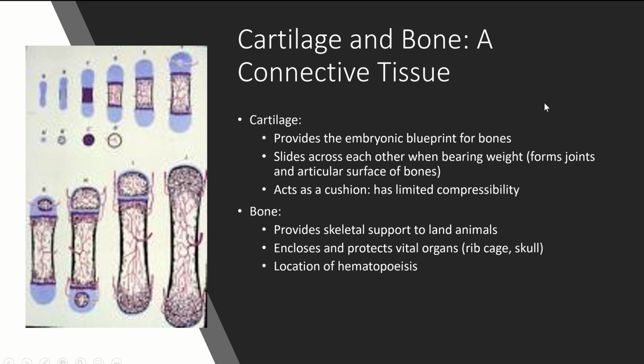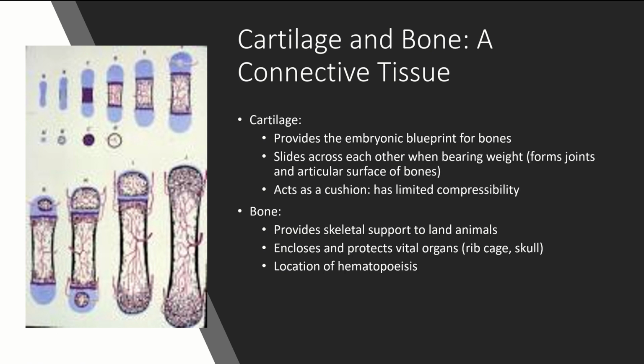Okay, so we're going to start with cartilage and bone. And again, this is a subtype of connective tissue, one of our big four tissue types. Okay, so cartilage has a lot of functions, but one of the things that it does is it is an embryonic blueprint for bones. Okay, and what that means is whenever you are a fetus and you're still being formed, and your bones haven't formed yet, what happens is the fetus lays down a little blueprint of the bone that is completely made of cartilage.